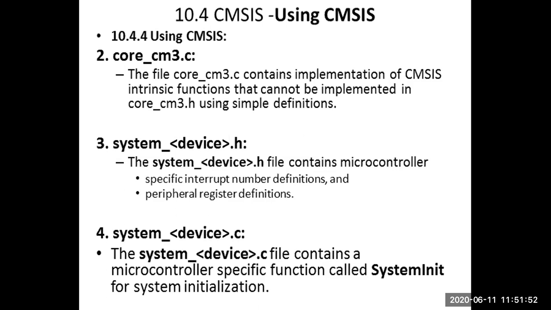Okay. Next, system_device.h. This contains specific details with respect to a particular microcontroller, M0, M1, M3. So specific interrupt number definitions and peripheral register definitions. This is with respect to the microcontroller family. And system_device.c, same thing. This also is with respect to the microcontroller family. It contains a specific function called SystemInit. SystemInit is the common function for defining the system initialization.